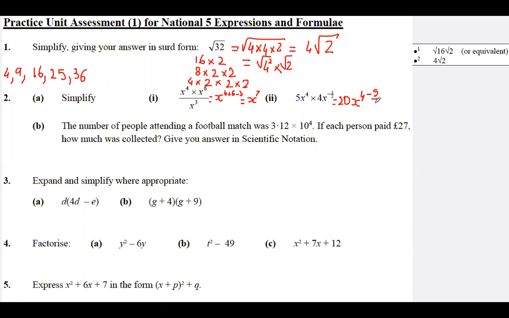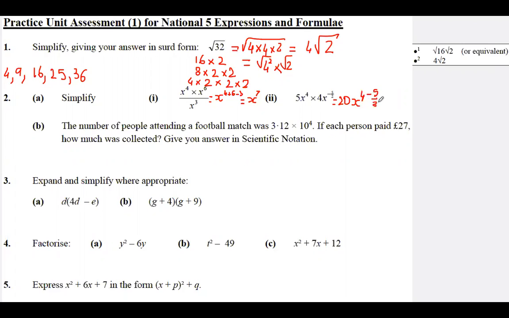So now we need to solve this. 4 take away 5 over 2. So you can think about it. 5 over 2 is 2.5. What's 4 take away 2.5? 1.5. So you can say, okay, that's x to the power 1.5. But if I use fractions, 1.5 is 3 over 2. So technically, you should give me that at the end as 20 x to the power 3 over 2.